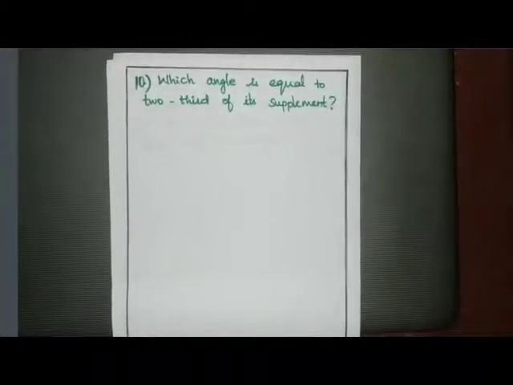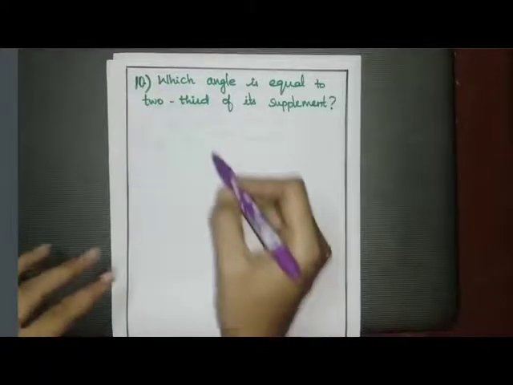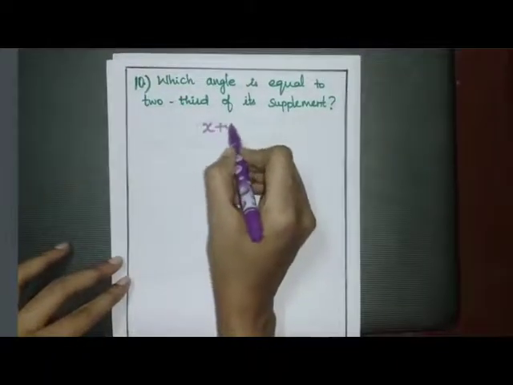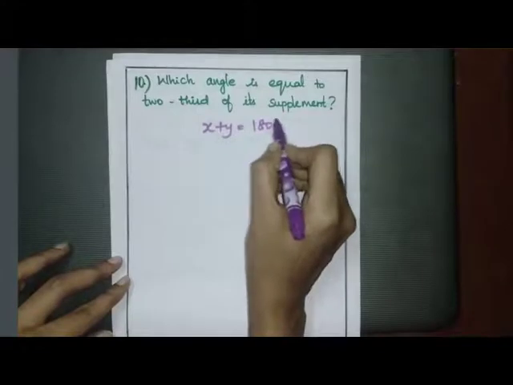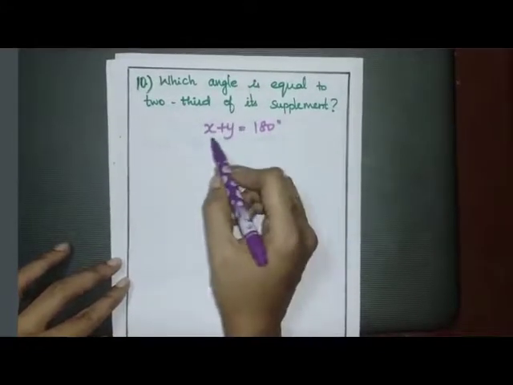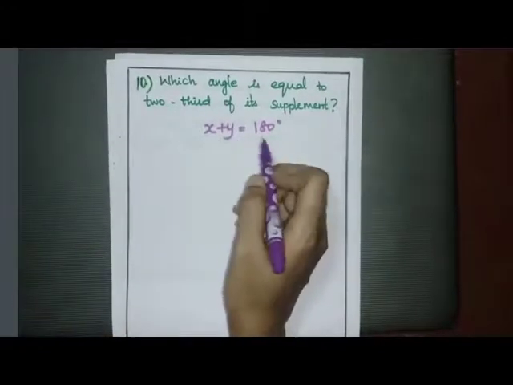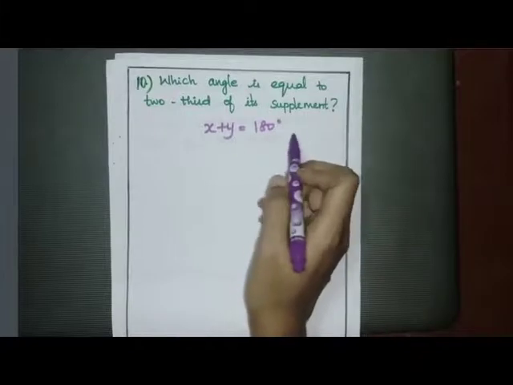Which angle is equal to 2/3 of its supplement? So, supplement. What are supplementary angles? Two angles are said to be supplementary if they add up to 180 degrees. So I am writing x and y, two angles that are supplementary to each other, that is 180 degrees.